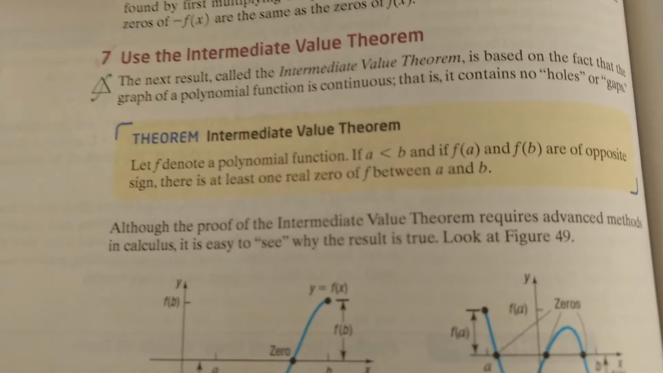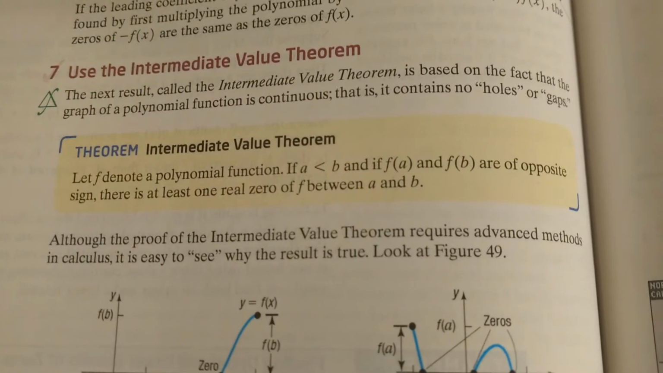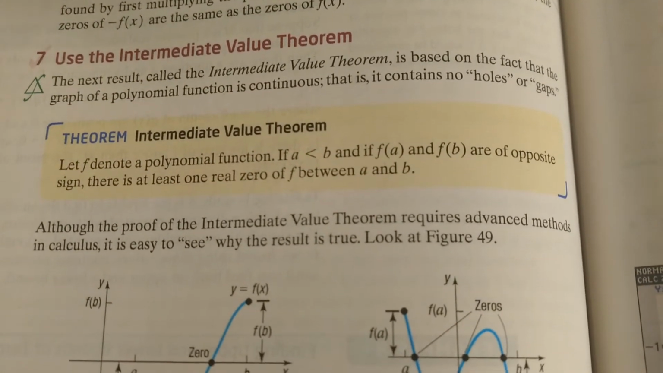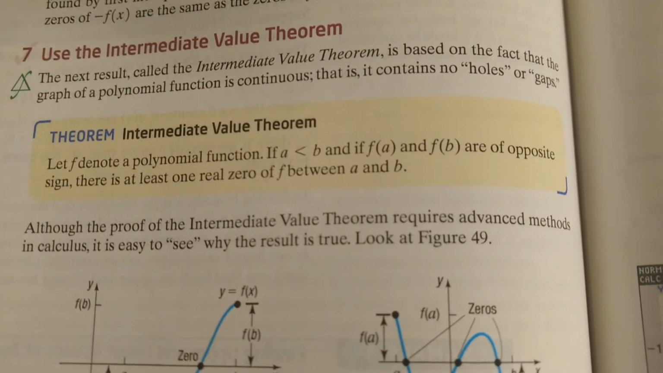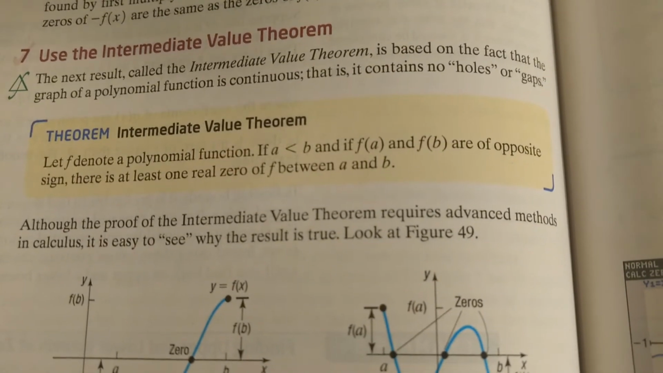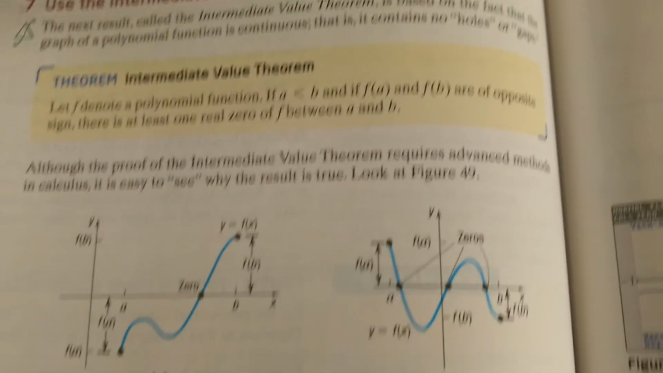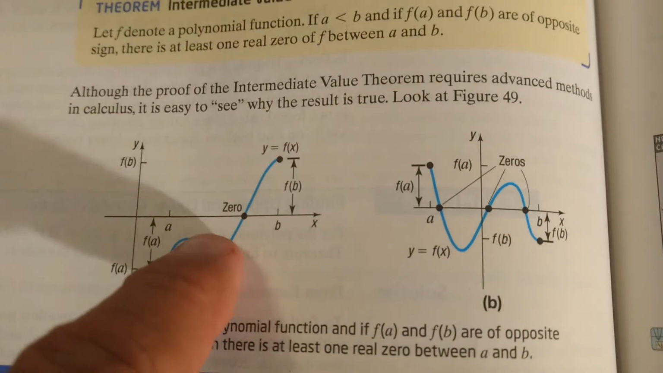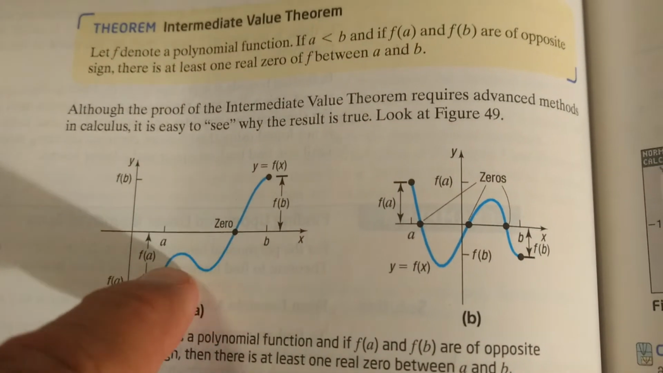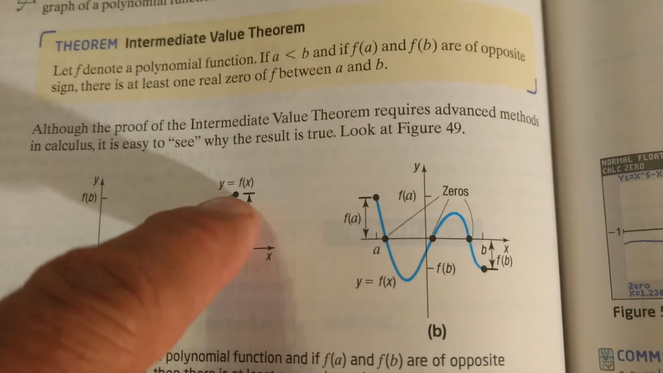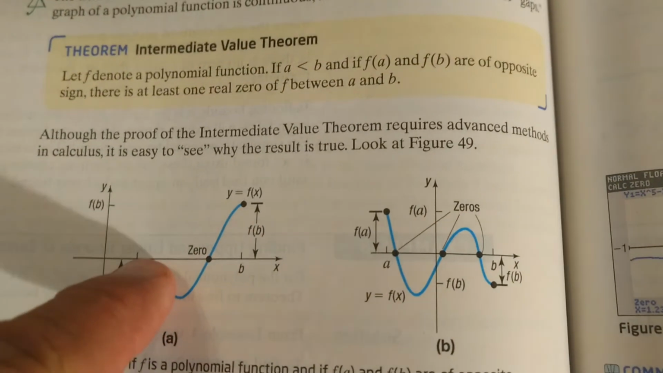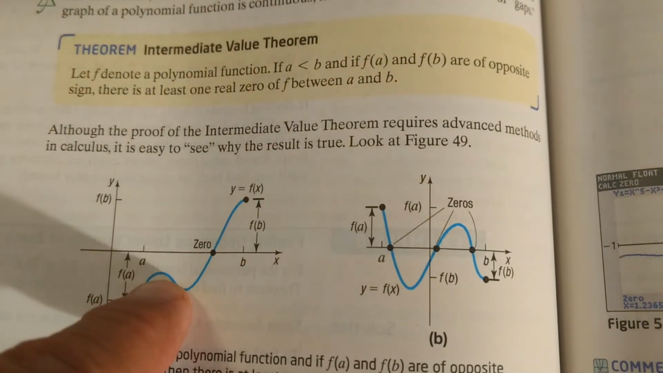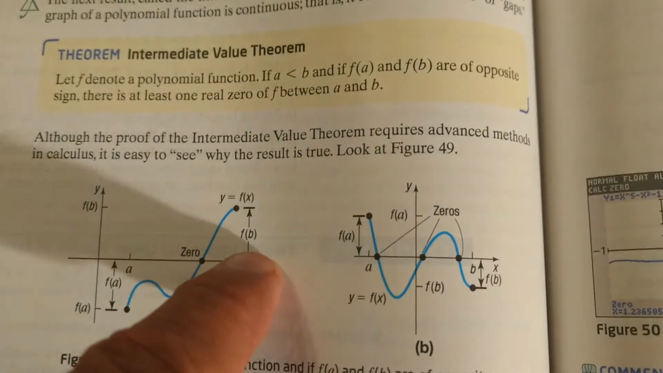Last thing we have to cover is what's called the intermediate value theorem. And it says, let f denote a polynomial function. If a is less than b, and if f of a and f of b are opposite signs, there's at least one real 0 between a and b. What that means is this. Look at this. So if I have a value for x in this area, and a value for x here, and a value for x here, this value for x, when I plug it into the equation, is going to give me a negative y. This right here is going to give me a positive y.